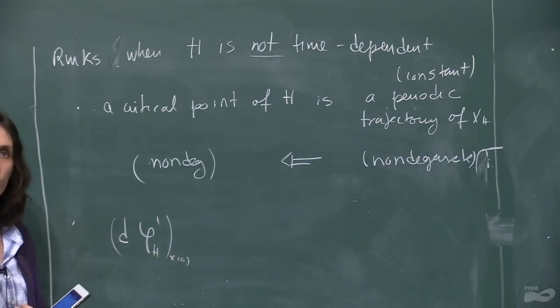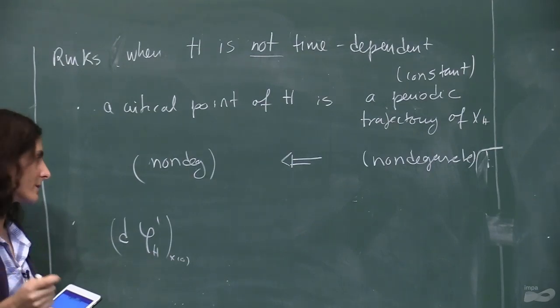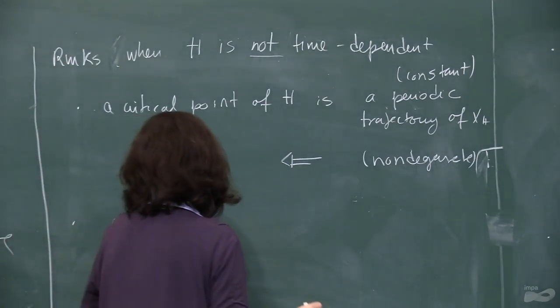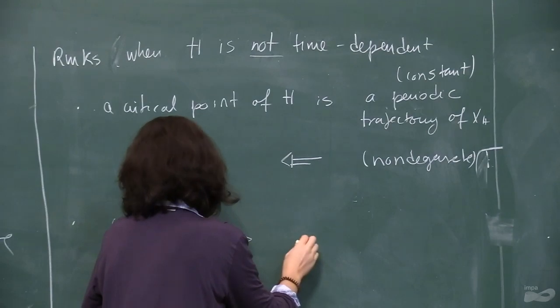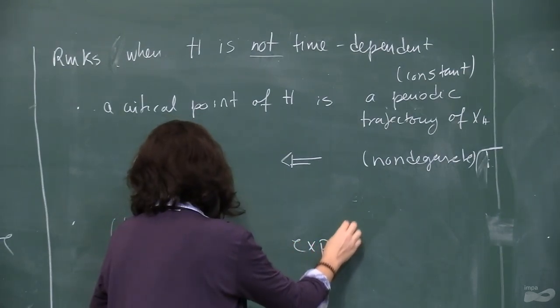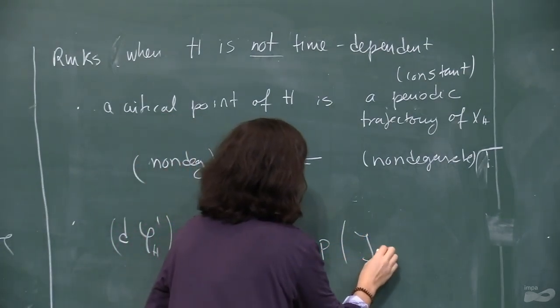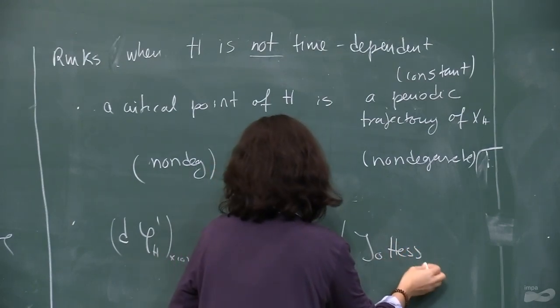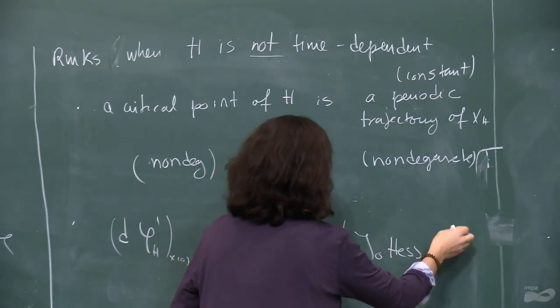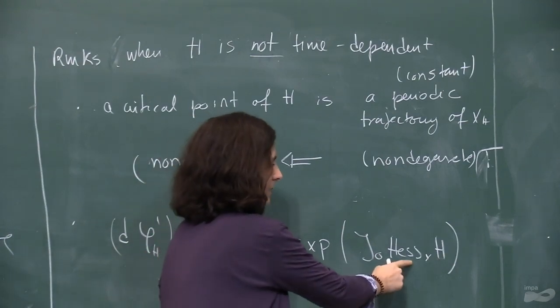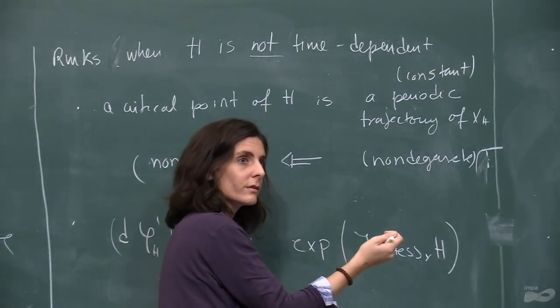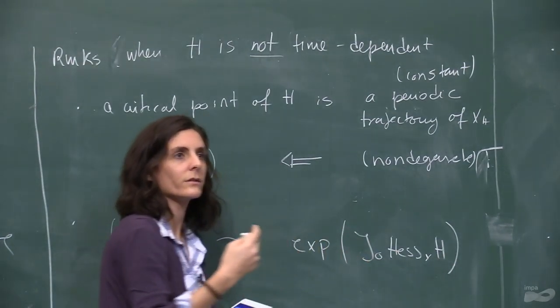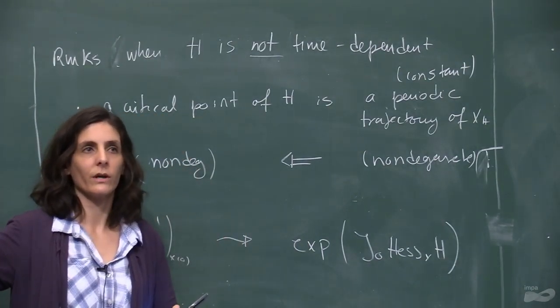this map locally, so in local coordinates, this is represented by this matrix exponential of J_0 times the Hessian of H at x. So this is the Hessian matrix using these local coordinates. This J_0 is just the J we had yesterday.